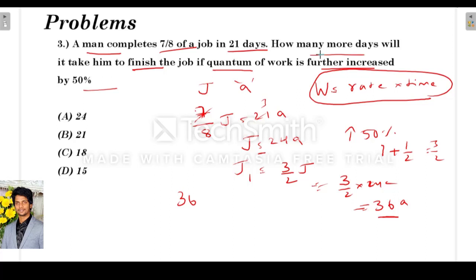So they are asking how many more days it will take. So originally it is taking 21 days. Now, if the quantum of work is increased by 50%, it is taking 36 days. So how many days are increased? 36 minus 21, it is 15 days.